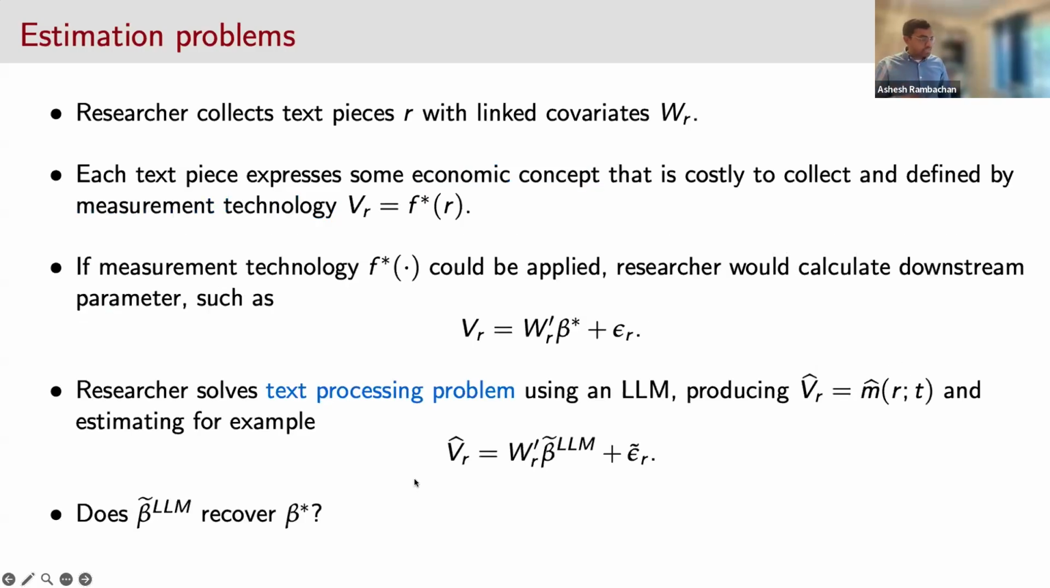So, exactly as Dean was alluding to, the way we're going to think about these estimation problems is, if this technology could be applied on all documents or text pieces in the corpus, the researcher would simply take those resulting labels and plug them into some downstream regression and report the coefficient on these covariates.